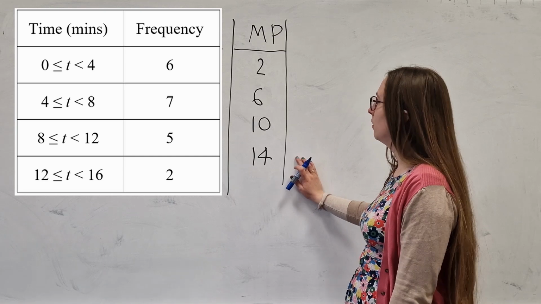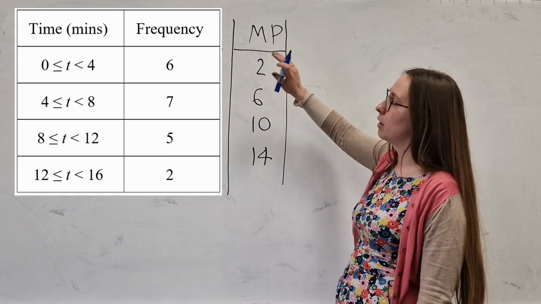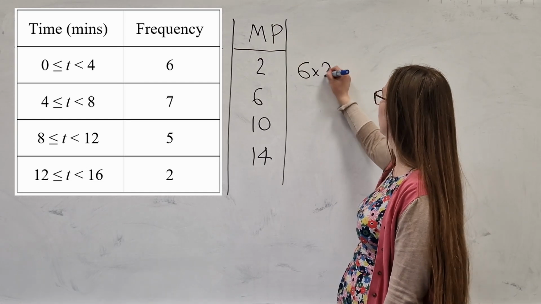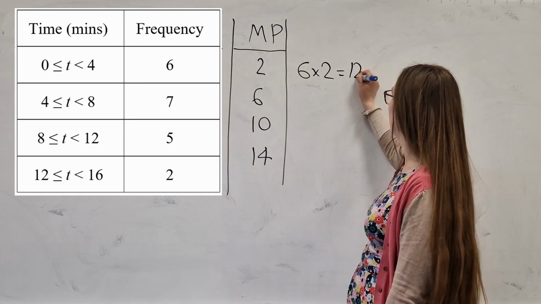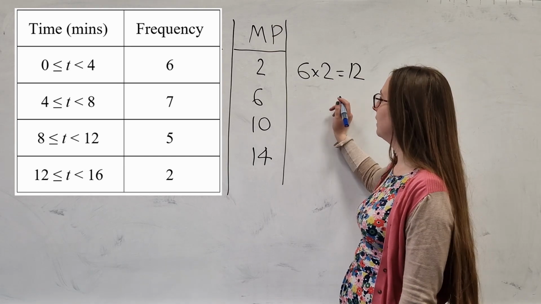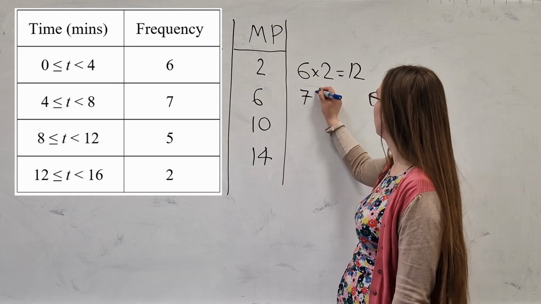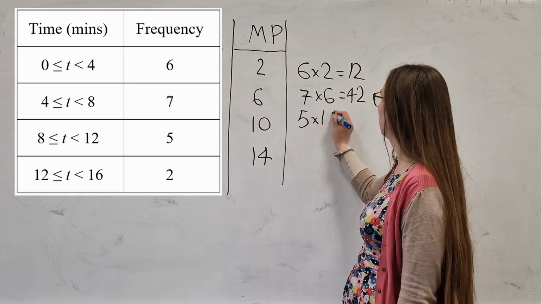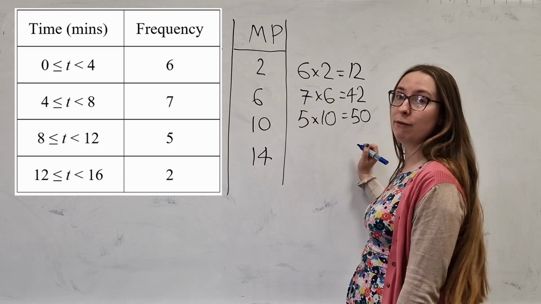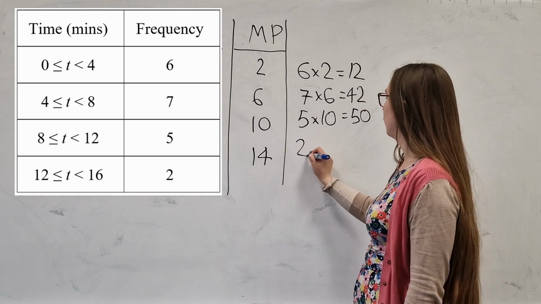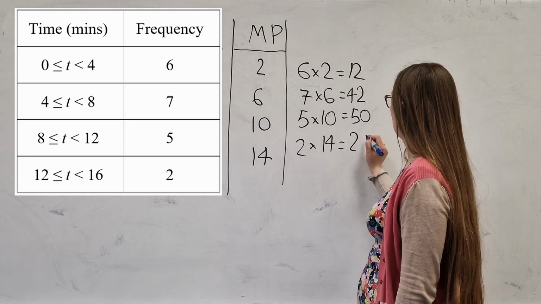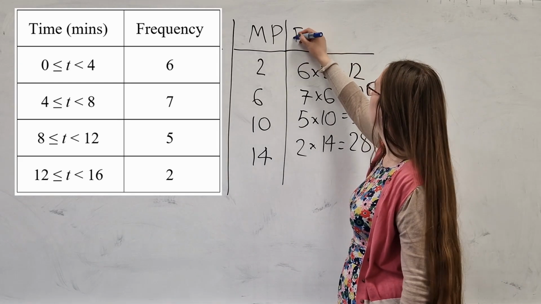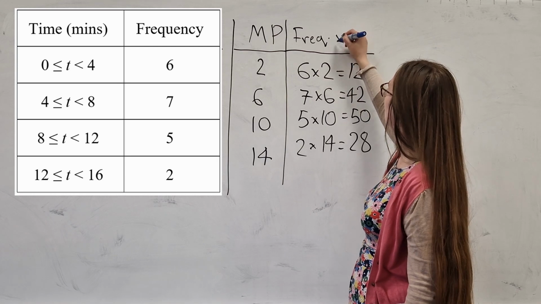And then what we're going to do is multiply this midpoint by the frequency, because 6 people took 2 minutes, that's a total of 12 minutes altogether. And the same here, so that's going to be 7 times 6, which is 42 minutes in total, then 5 times 10, which is 50 minutes in total. We then have 2 times 14, which is 28 minutes in total. And I'm just going to label this column as frequency times the midpoint.